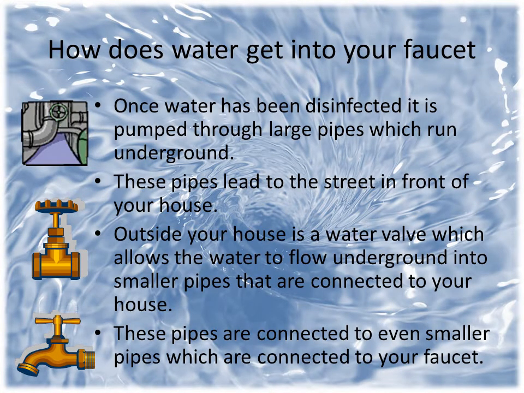Now that you've learned about how the processing of water works, I bet you're still wondering how it gets into your faucet. Once water's been disinfected, it is pumped through large pipes which run underground. These pipes lead to the street in front of your house. Outside of your house is a water valve which allows the water to flow underground into smaller pipes that are connected to your house. These pipes are connected to even smaller pipes which are connected to your faucet. And that's how the water gets into your house.